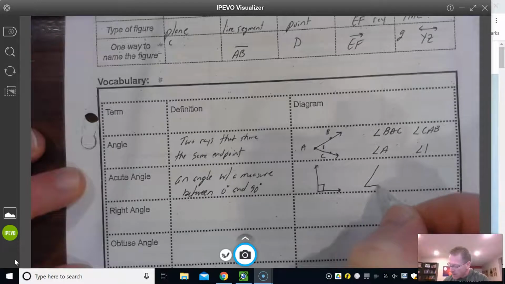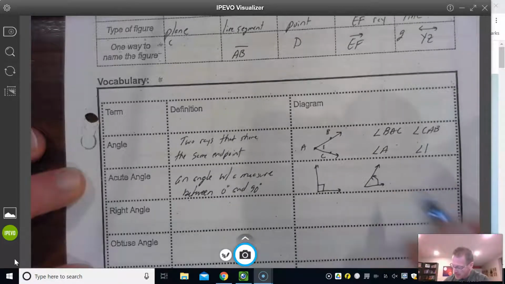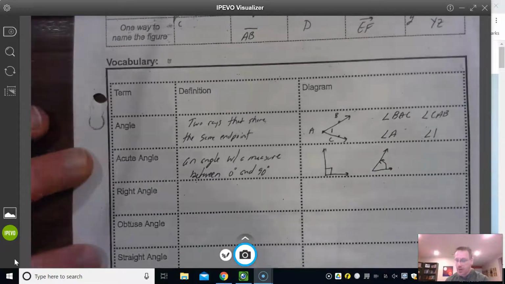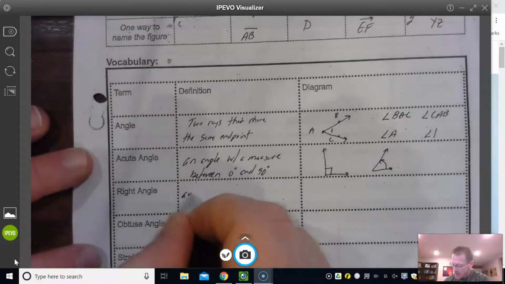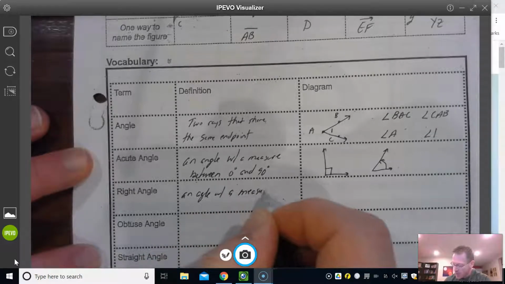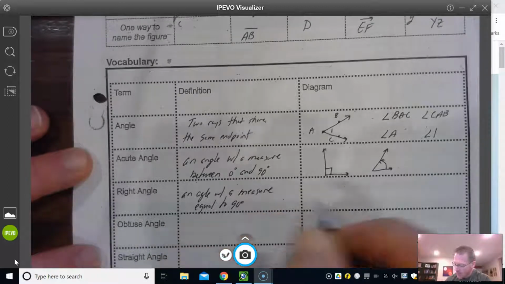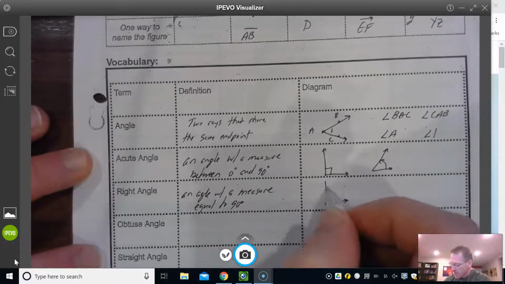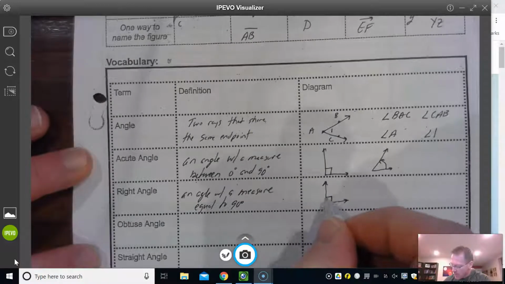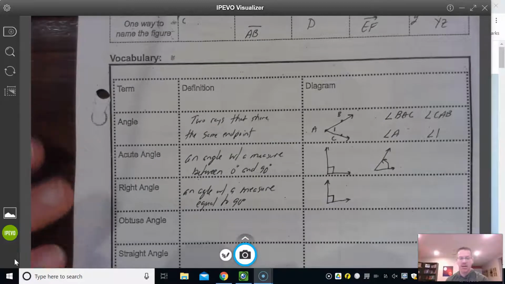So this appears to be an acute angle, from here to here, less than 90, between 0 and 90. Now, a right angle is an angle with a measure equal to 90, like I just drew above. So there's our right angle. We typically put that symbol, which means right angle, and it tells us that it's a 90-degree angle.